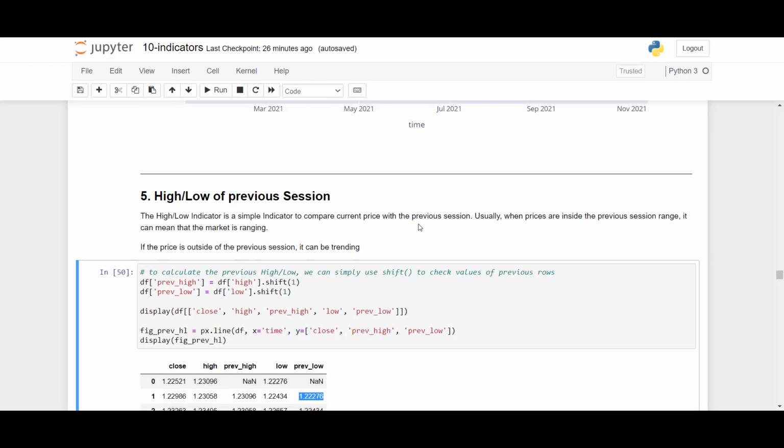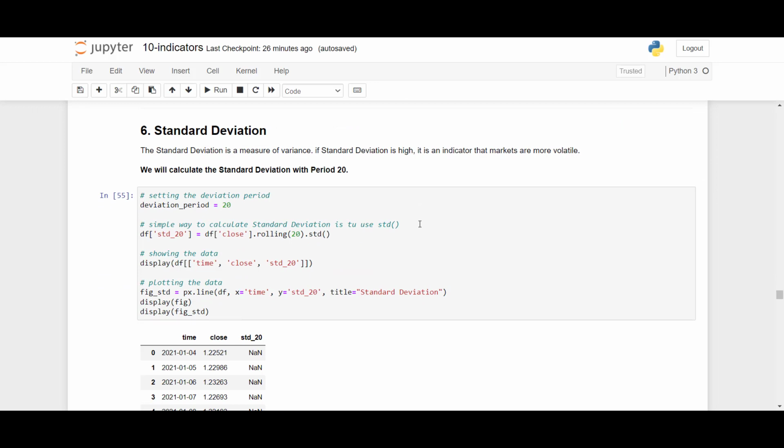So let's go to the next indicator, which is the standard deviation. The standard deviation is a measure of variance. What it means is how much it is changing from the normal. So if the standard deviation is high, it basically means that the markets are more volatile. And in this example, we will calculate the standard deviation with period 20.